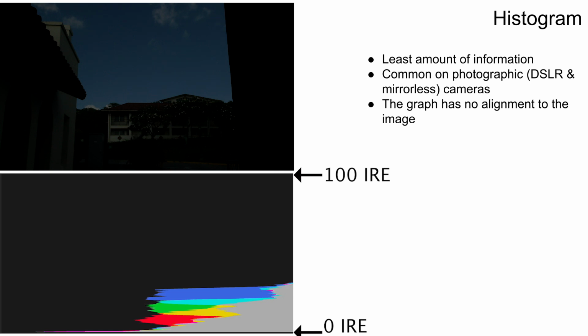The histogram, again, does not tell you anything about what part of the image is bright or dark, but it does tell you whether the entire image is bright or dark or evenly distributed. Evenly distributed is what you're going for.